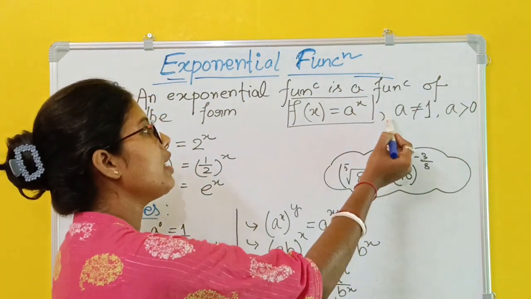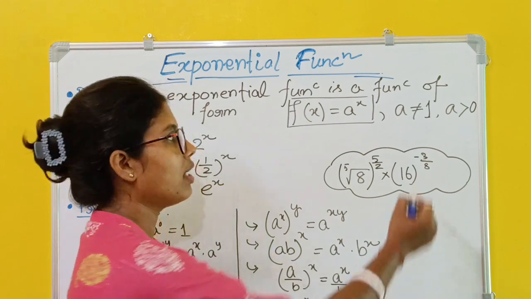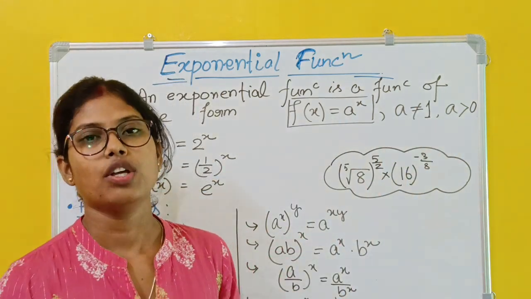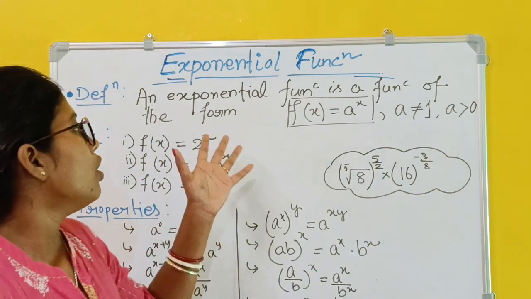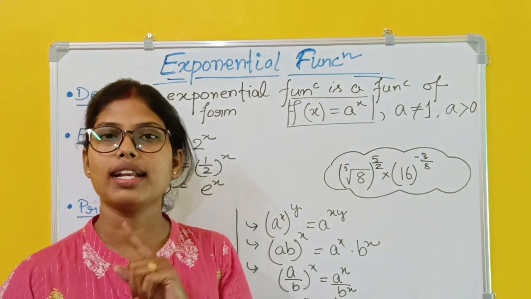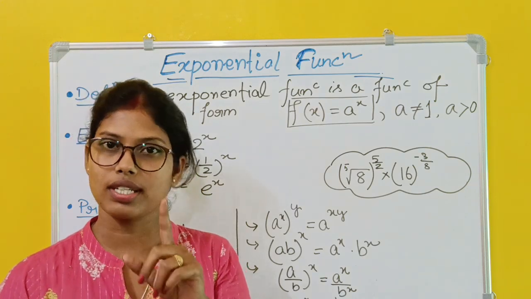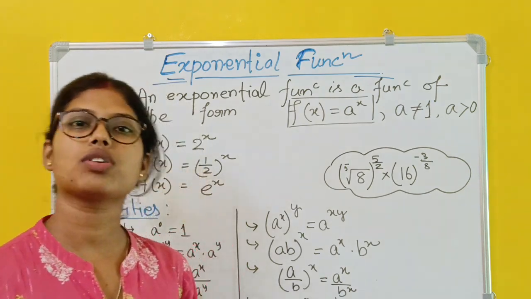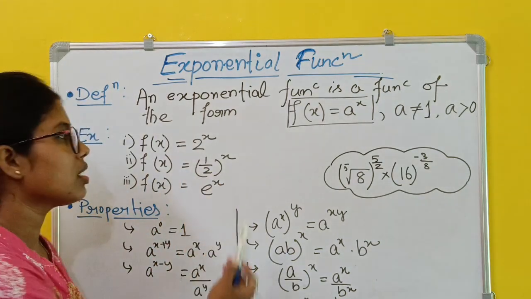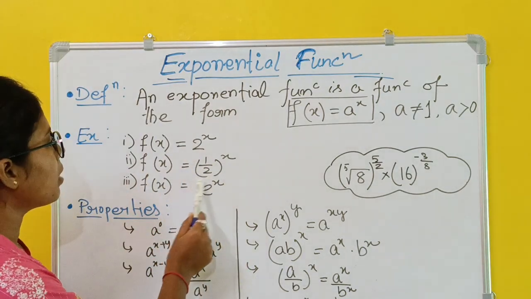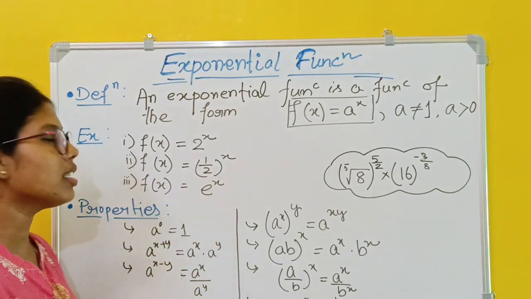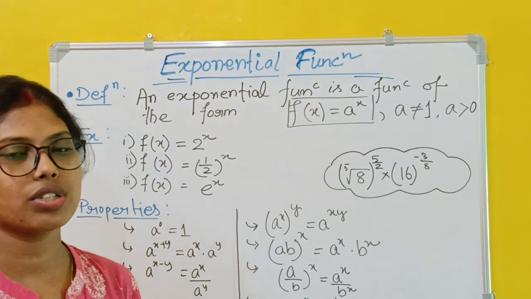Mind that a should not be equal to 0 and a will be greater than 0, or you can say a will be positive. So whenever a function looks like f of x is equal to a to the power x, where a is not equal to 0 and a is positive, that is greater than 0, then that type of function is called an exponential function. Now here are some examples: 2 to the power x, 1 by 2 to the power x, e to the power x.